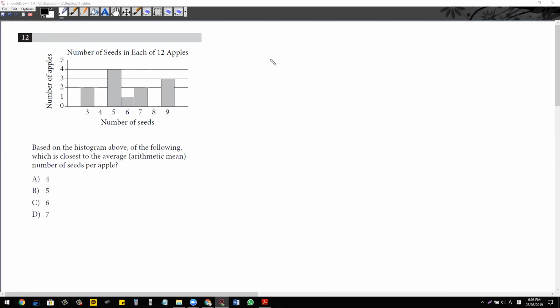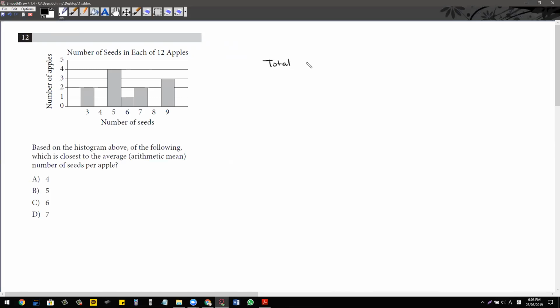So if you do total number of seeds divided by number of apples, then you get a certain number, and this will be seeds per apple, right? Because that's seeds on top, apple on the bottom. So you get that and that, okay? So I'll give you some time for it.